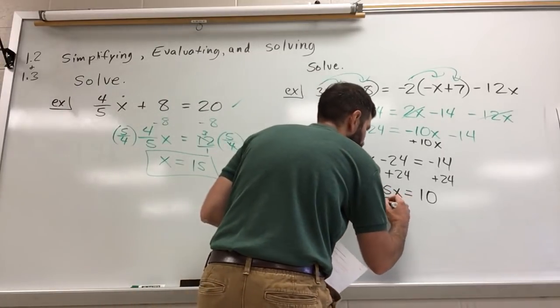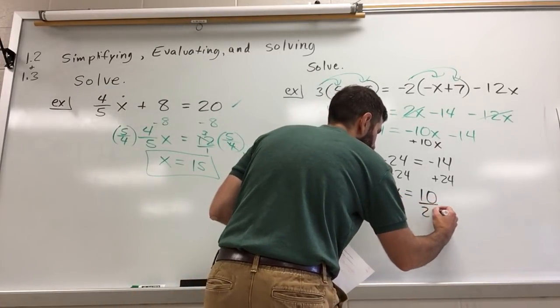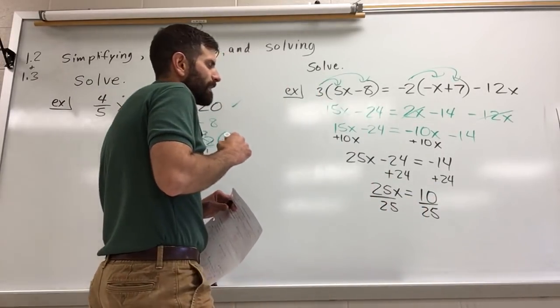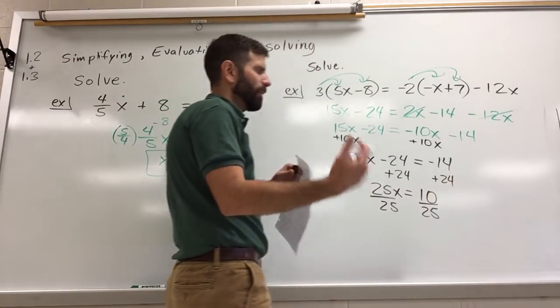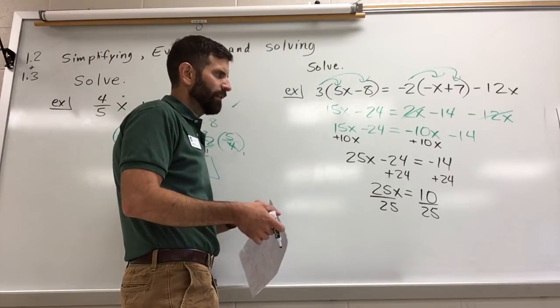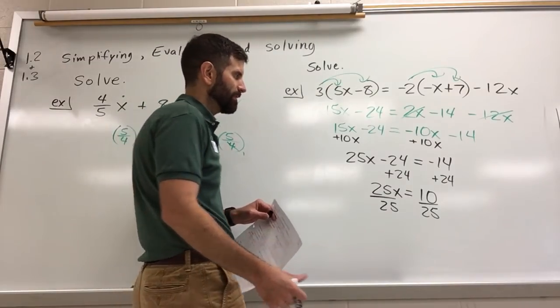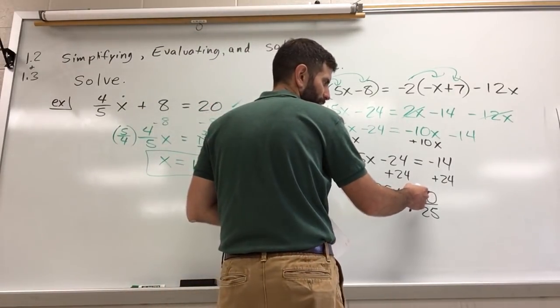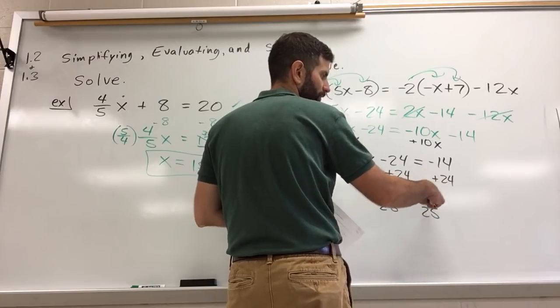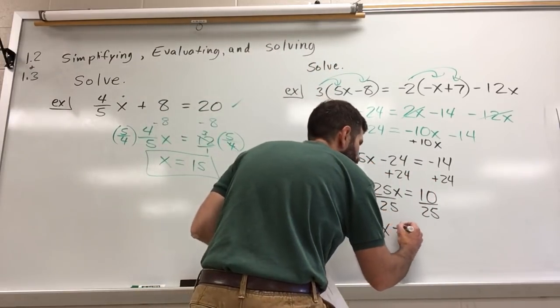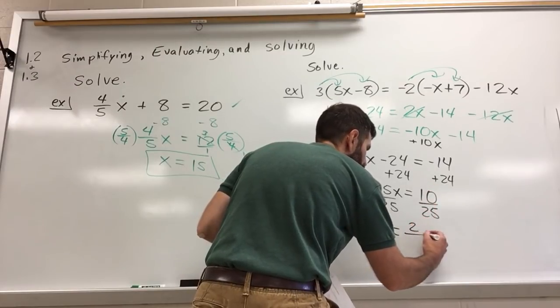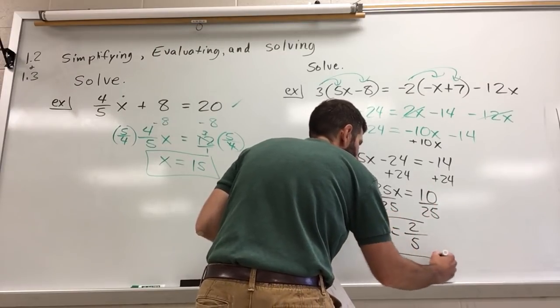Divide by 25. Divide by 25. 25 doesn't go into 10 completely, so I know my answer is going to be just a fraction, but it's a fraction that reduces. There's a 5 multiple in here, there's a 5 multiple in here, they'll divide out to make 1. So what we're going to have left over is x is equal to 2/5.